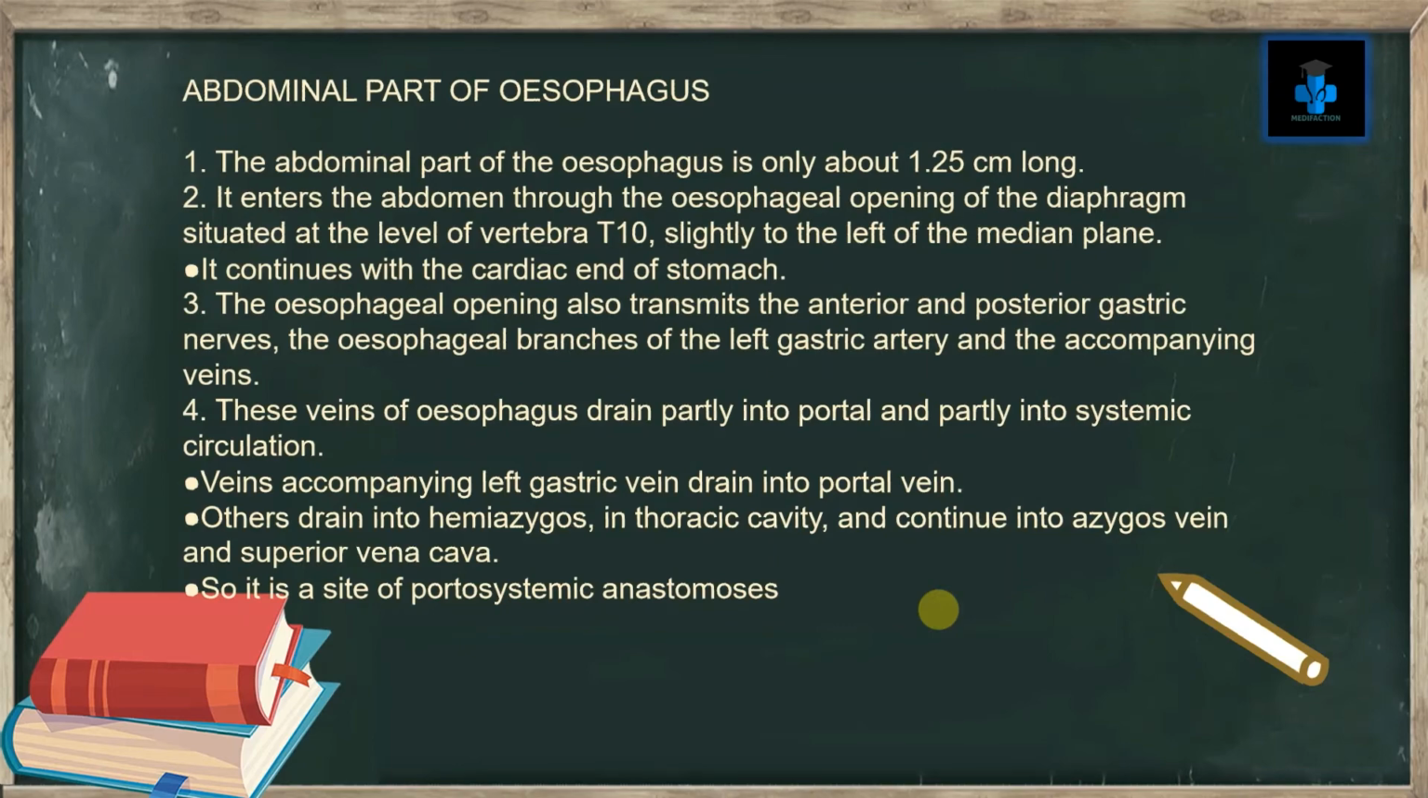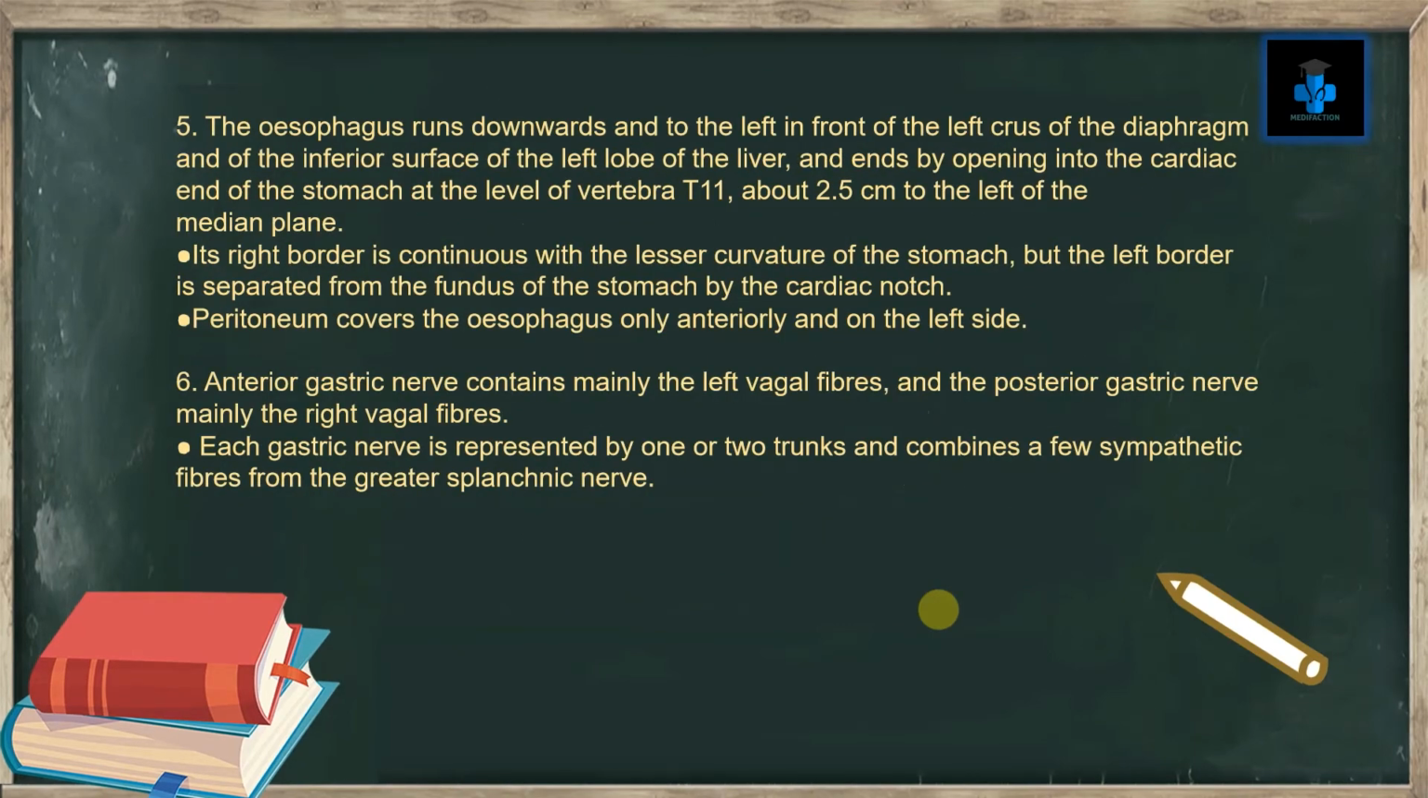The esophagus runs downwards and to the left in front of the left crus of the diaphragm and of the inferior surface of the left lobe of the liver, and ends by opening into the cardiac end of the stomach at the level of vertebra T11, about 2.5 cm to the left of the median plane. Its right border is continuous with the lesser curvature of the stomach, but the left border is separated from the fundus of the stomach by the cardiac notch. Peritoneum covers the esophagus only anteriorly and on the left side.